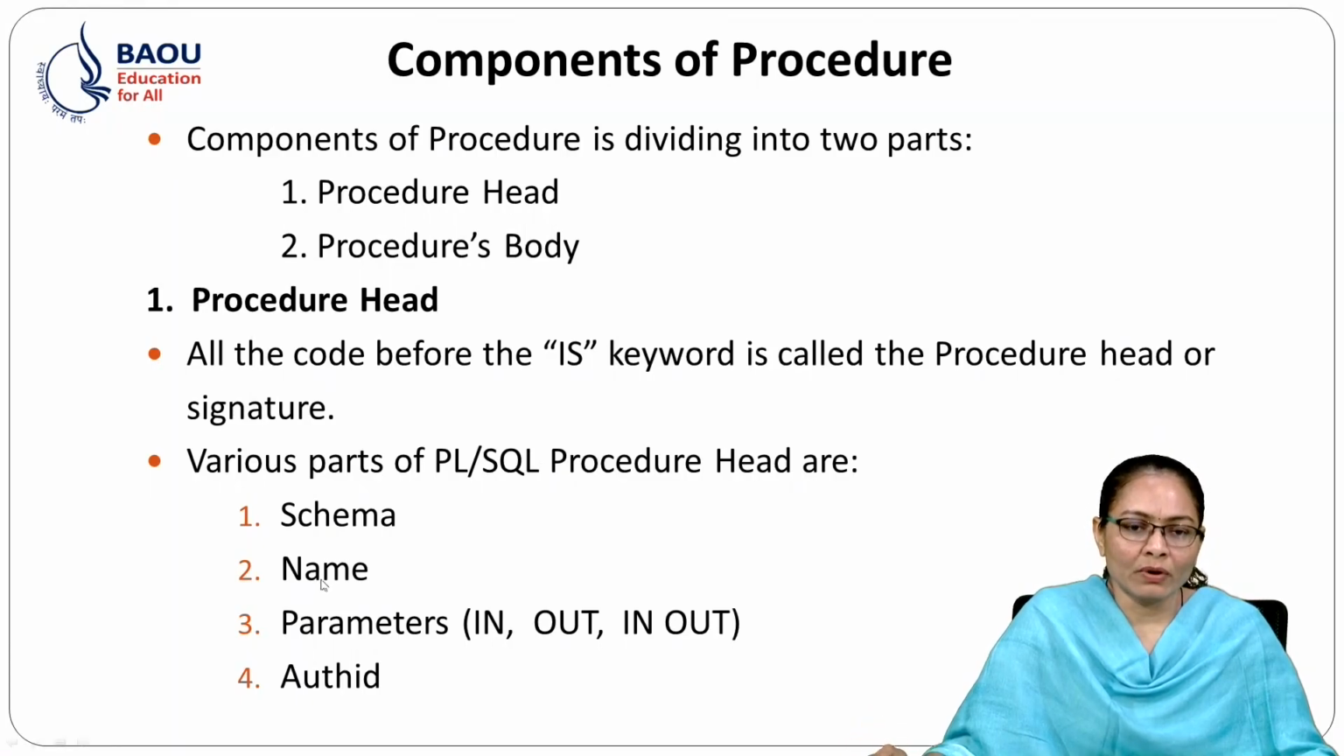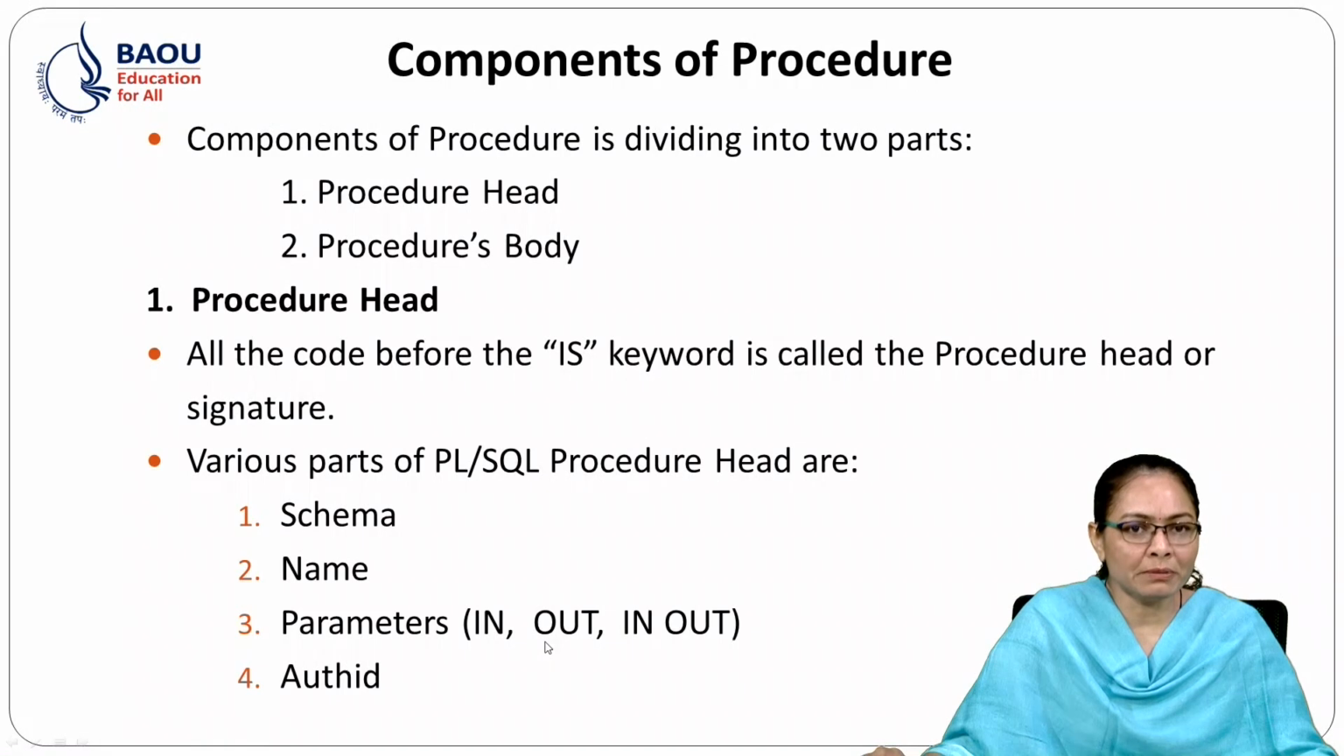Now, what is the name? The name parameter defines the name of the procedure. It should be meaningful. And then the parameter. We already saw the parameters are optional. The PL/SQL procedure will require passing and receiving values from the procedure execution statement. There are three types of passing parameters: first is IN, then OUT, and then IN OUT.